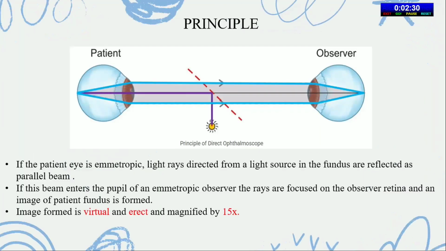Coming now to the principle of ophthalmoscopy, if the patient is emmetropic, light rays directed from a light source in the fundus are reflected as a parallel beam. This parallel beam enters the pupil of an emmetropic observer. The rays are focused on the retina and an image of the fundus is formed. The image is virtual and erect and magnified by 15 times.